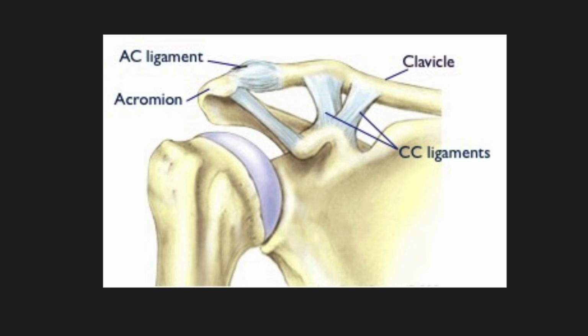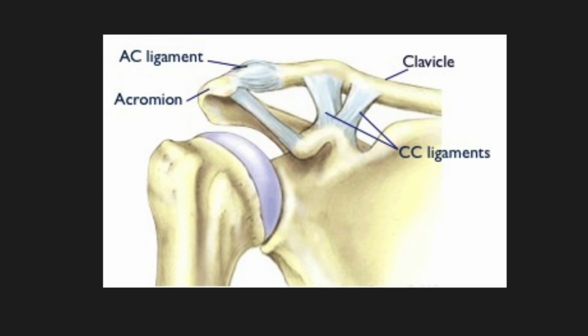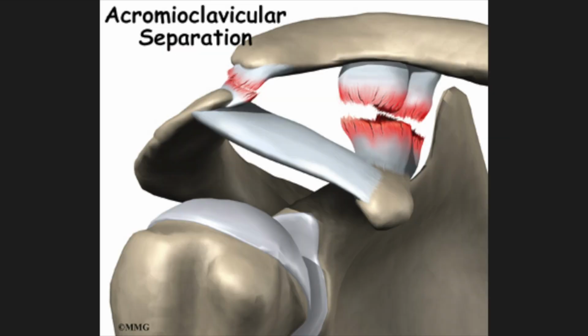So in the image included, you can see the AC ligament and the CC ligament attaching to the clavicle and acromion. By seeing this visually, you can sort of see how these ligaments tearing or stretching could cause the clavicle and the acromion to come apart, resulting in the overall shoulder separation.